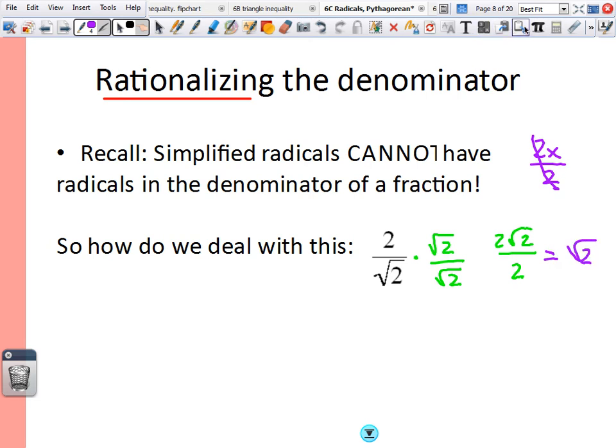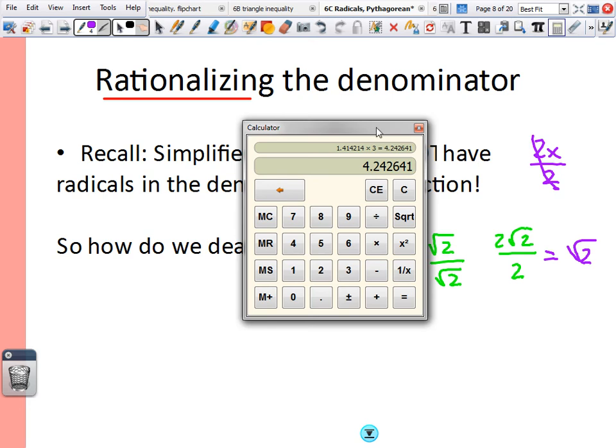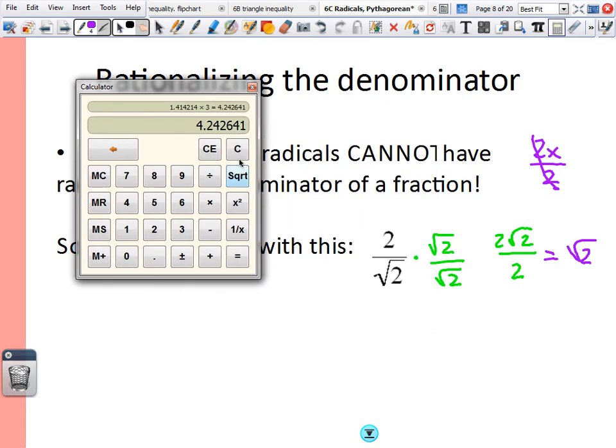That's another one you can check in your calculator. Okay, you can do math on your calculator that's useful here. This is square root of 2 is equal to that, and then 2 divided by the square root of 2.